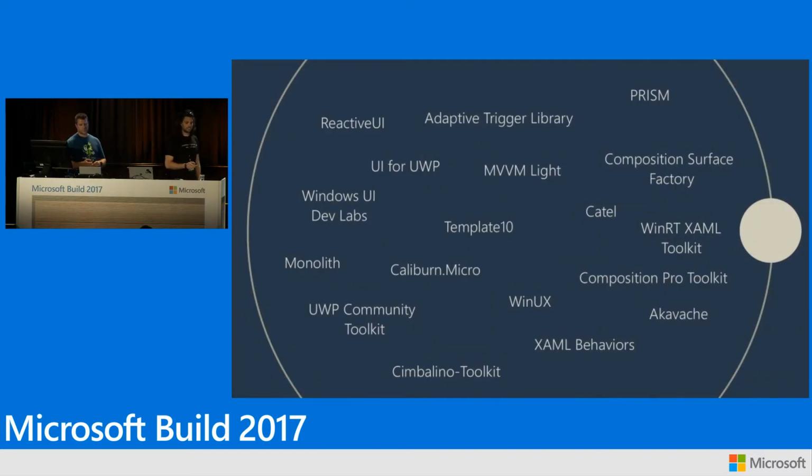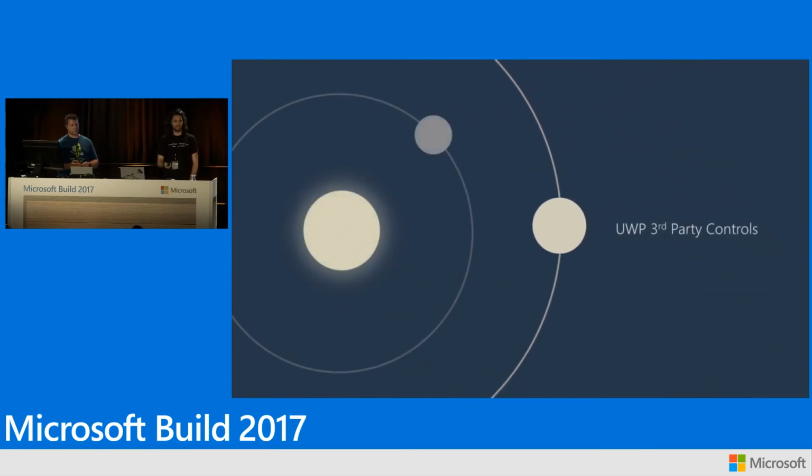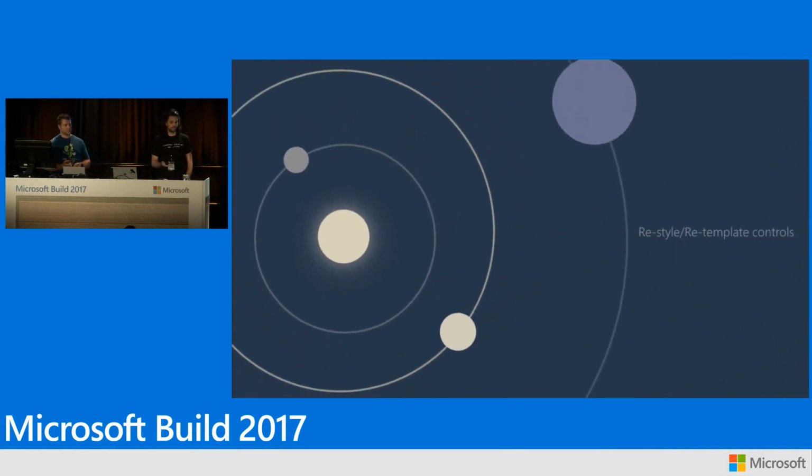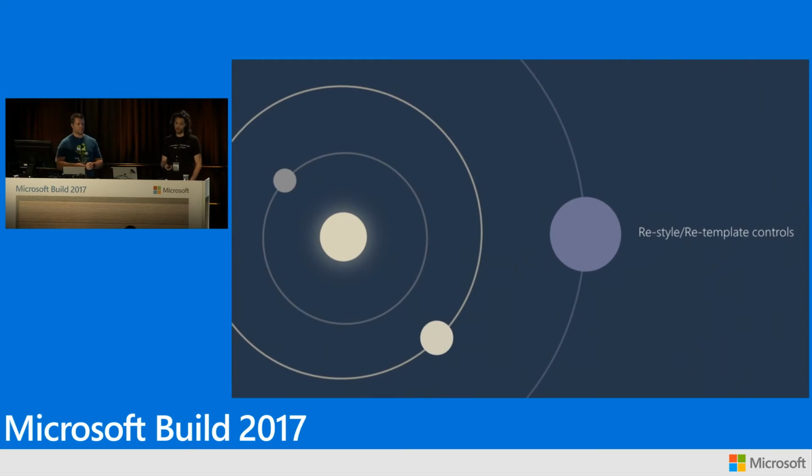Now that you know some of the controls and tools that exist out there, what you can do next is, when you find something you like but it doesn't exactly look the way you like it, you might think, I'm just going to implement it myself. Or you can restyle and retemplate it. You can actually make it look like yours and make it feel like yours.